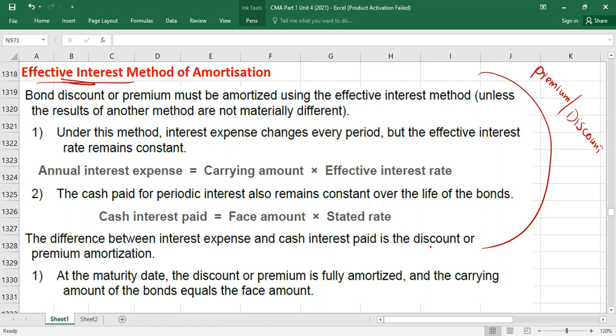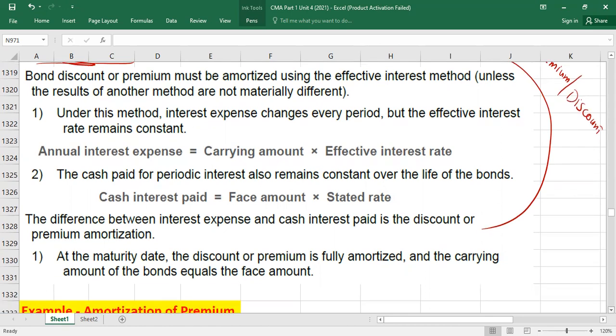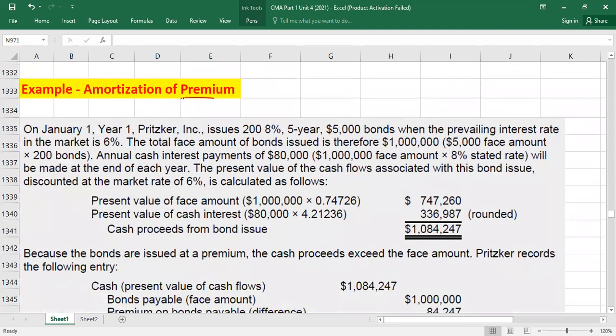Ready? Here we go. So let's do the example now. First, I'm going to start with the amortization of premium. Then I will tell you the amortization of discount. That's it. So starting with the amortization of premium. So guys, here we have an example. First, I would request you to please read the example from here only till here. That's it.